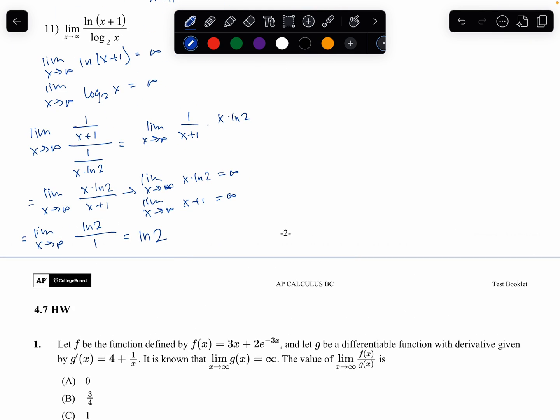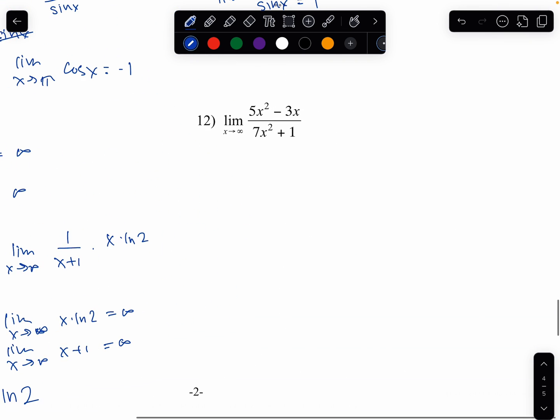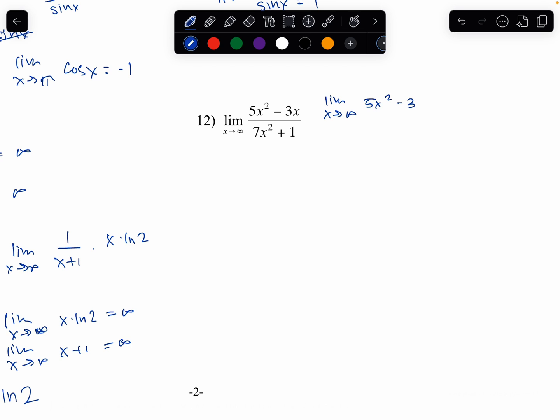Okay, cool, I guess. So for 12, the limit as x approaches infinity. If we evaluate the limit as x approaches infinity of 5x squared minus 3x, that's going to be infinity. The limit as x approaches infinity of 7x squared plus 1 is still going to be infinity.